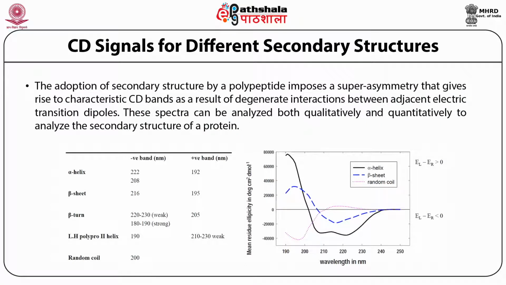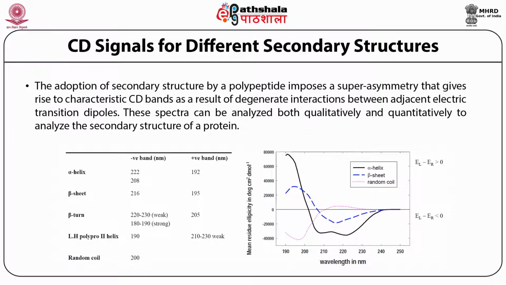We discuss CD signals for different secondary structures, a very important component of this module, because what kind of structure you will get in CD and what kind of information you will get in CD, so you must know how to analyze the data. The adoption of secondary structure by a polypeptide chain imposes a supersymmetry that gives rise to a characteristic CD signal band as a result of degenerate interaction between adjacent electronic transition dipoles. These spectra can be analyzed both qualitatively and quantitatively to get information about the secondary structure of the protein.